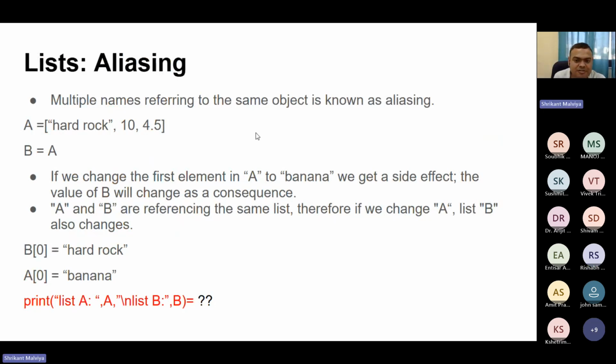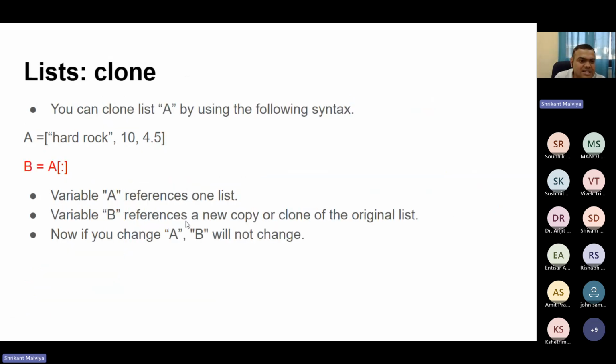Aliasing: multiple names referring to the same object is known as aliasing. Suppose there is a list assigned to A, we can assign A as an expression to B. So B and A will now point to the same list. Only the names are different, but ultimately they are pointing to the same list. This property is known as aliasing.